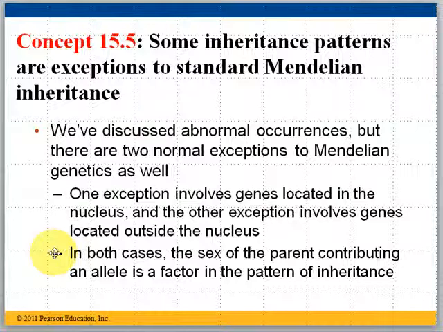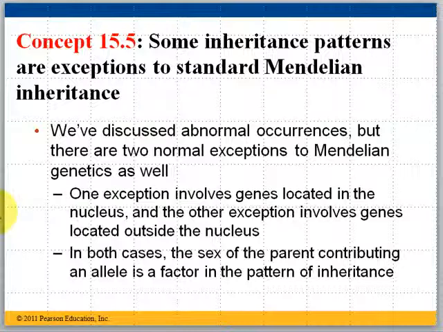Life can be pretty messy, so you have to be flexible when you're studying biology. So we've discussed things that can go wrong, abnormal occurrences, but then there are also two normal exceptions to Mendelian genetics as well. One exception involves genes that are located in the nucleus where you would expect, and the other exception involves genes that are located outside the nucleus.